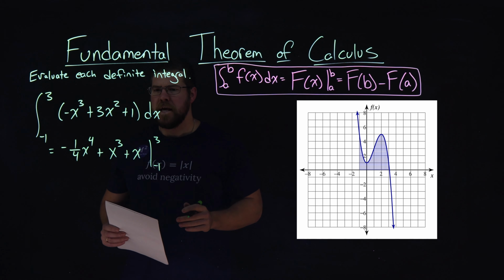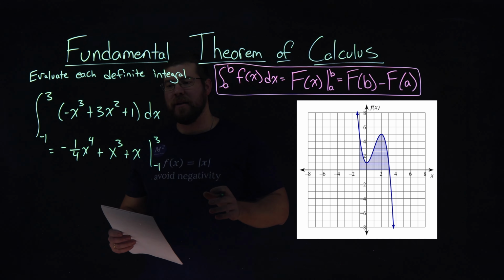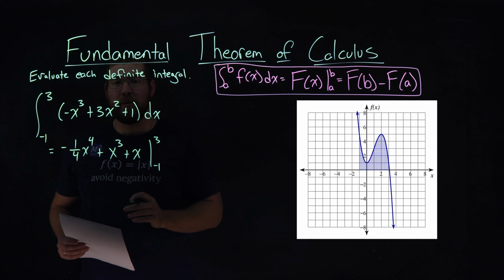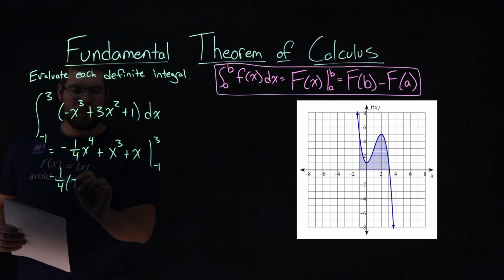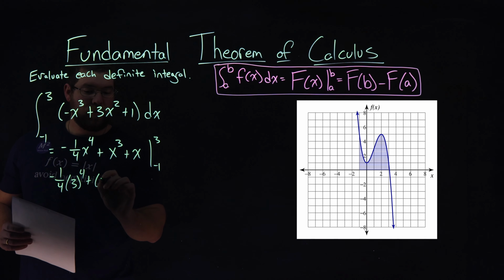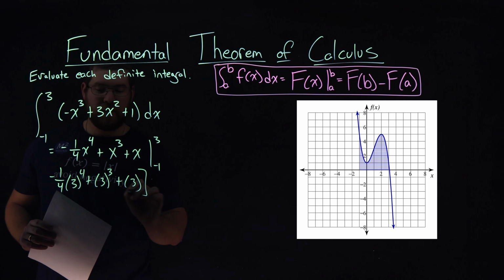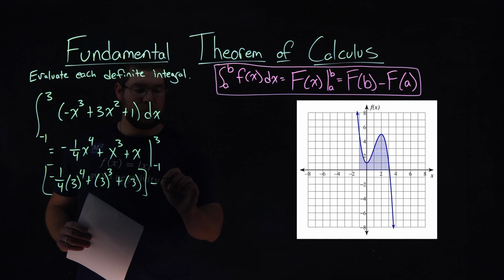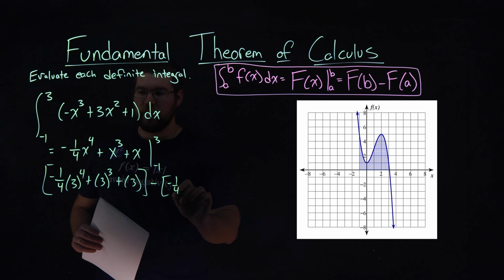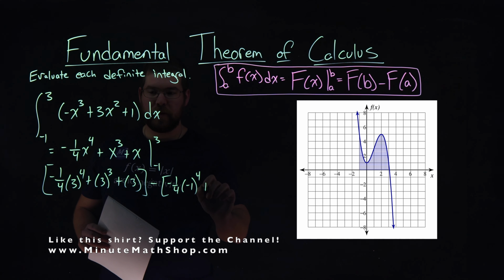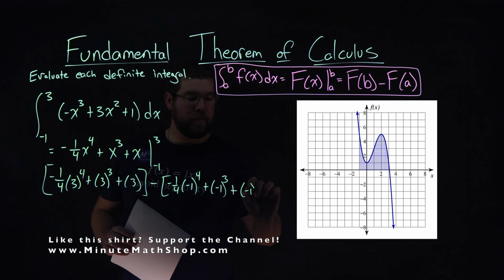Okay? So now what is that telling us we need to do? Well, our Fundamental Theorem of Calculus says we need to plug in 3 and -1 into our equation and subtract them. So we have -1/4 times 3 to the fourth power plus 3 to the third power plus 3, minus the second part. -1 goes in for every x as well: -1/4 times -1 to the fourth power plus -1 to the third power plus -1.